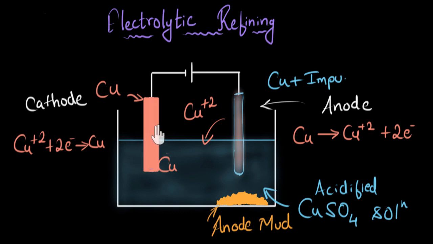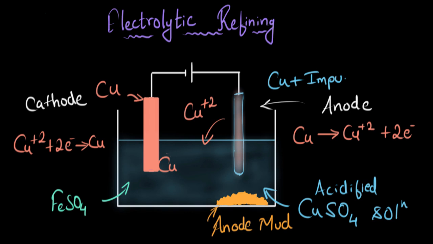Now, next question is, what if I use some other metal salt as the solution? See, we have been told that the metal that you're refining, use the salt of same metal as the solution. So over here, we are refining copper and we are using the salt of copper. But what if I use iron sulfate instead? What would happen? Pause the video and think about this.